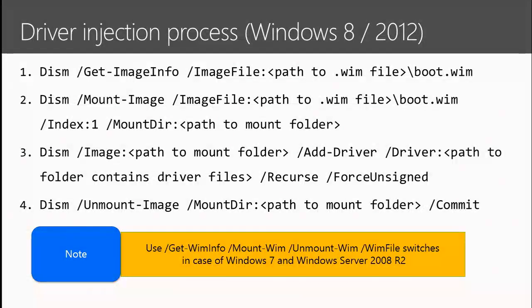These command line parameters are valid for Windows 8 and Windows Server 2012. If you are running the DISM command on Windows 7 or Windows Server 2008, you have to use, instead of the image switches, the WIM ones: WIM info, mount WIM, unmount WIM, and WIM file switches.